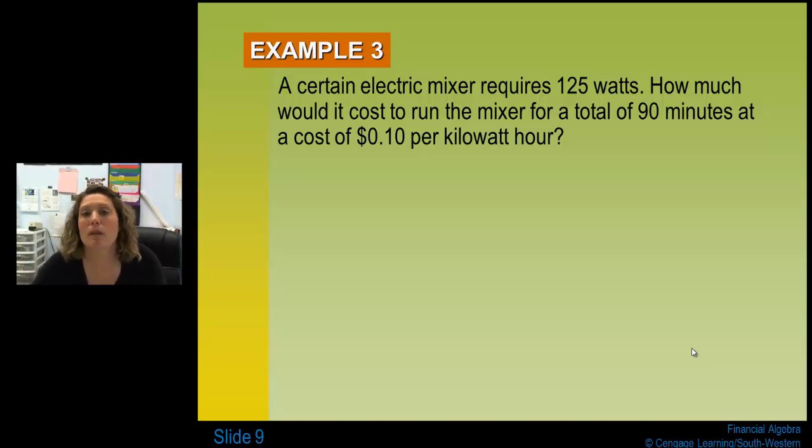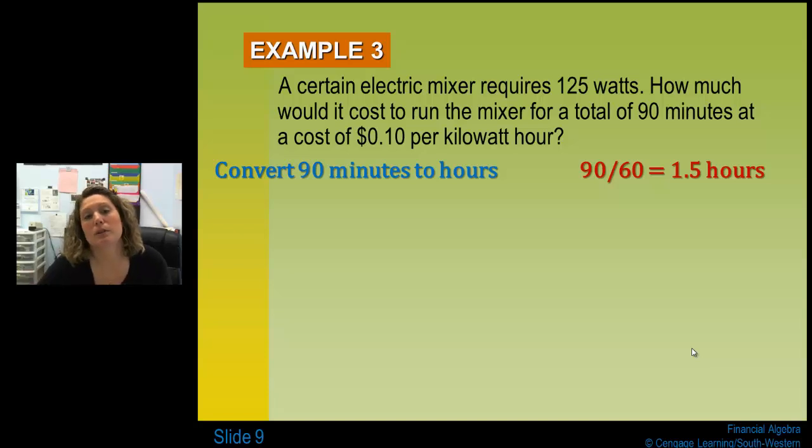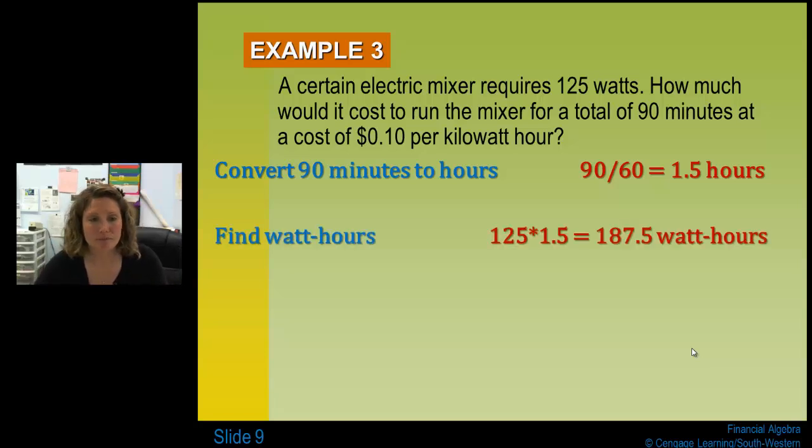How much would it cost to run the mixer for a total of 90 minutes at a cost of 10 cents per kilowatt hour? So the first thing we need to do is convert 90 minutes to hours. We know there's 60 minutes in an hour, so we take 90 divided by 60, and I get 1.5 hours.